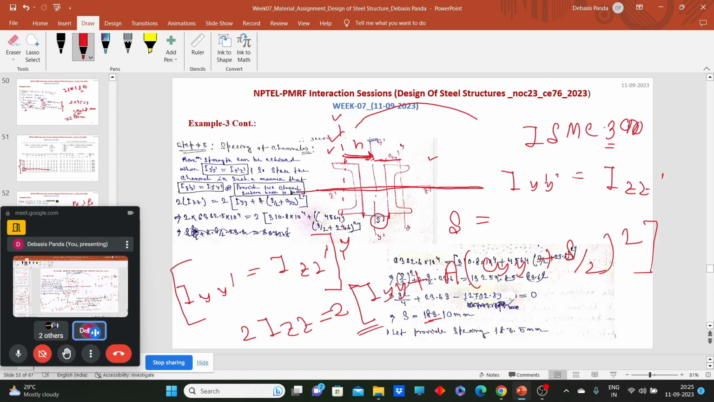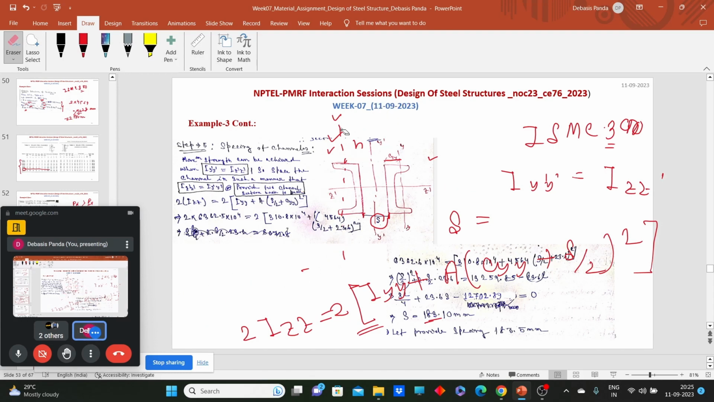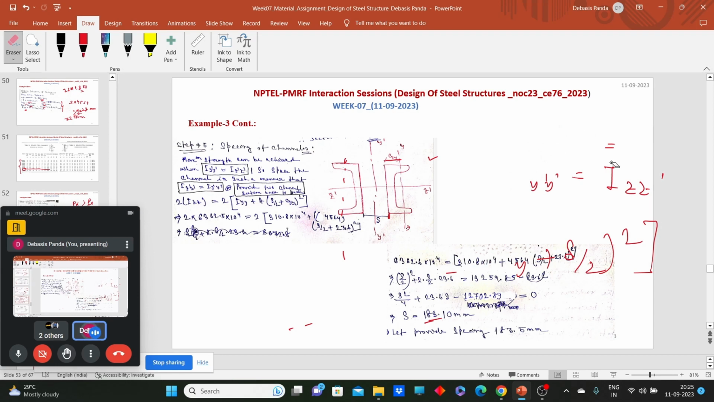So the main aim for this built up member is to make these two moments of inertia equal. We need to place them in such a way that these two moments of inertia will be equal. So here the spacing s will play a vital role. We have seen how to calculate the value of s.